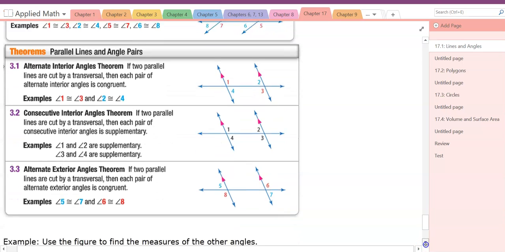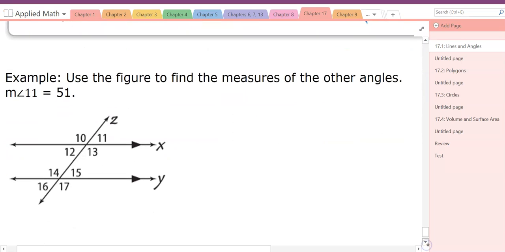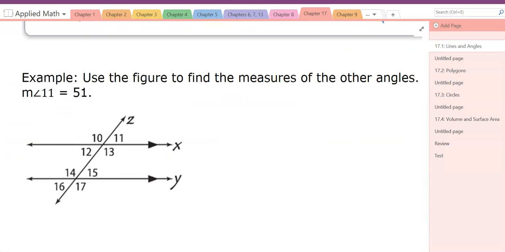Here's a shortcut you can use for any picture that you see. If they give you something like this, what two lines in this picture are parallel to each other? Name them using the little letters next to them. X and Y. So X and Y are parallel. Z is acting as the transversal right now, because it's cutting through those two parallel lines. They are telling you angle 11 is 51 degrees. What angle is vertical to 11? 12. That means that 11 and 12 have to be 51 degrees.